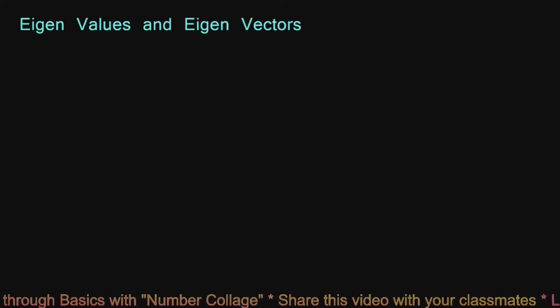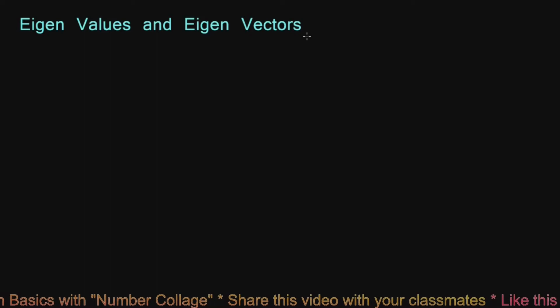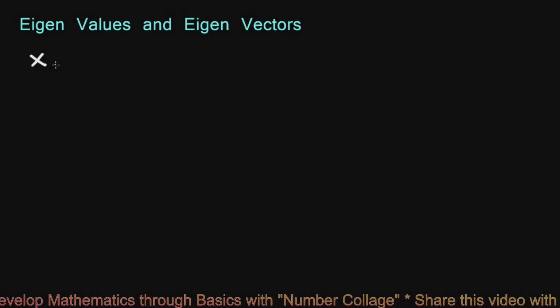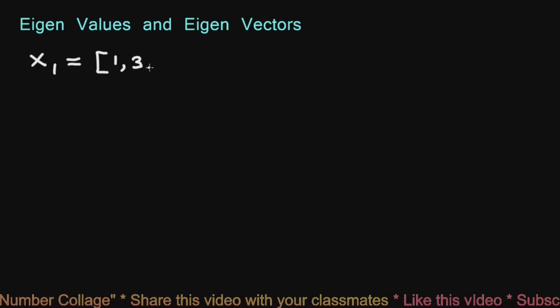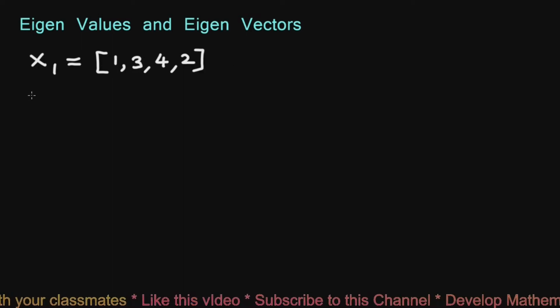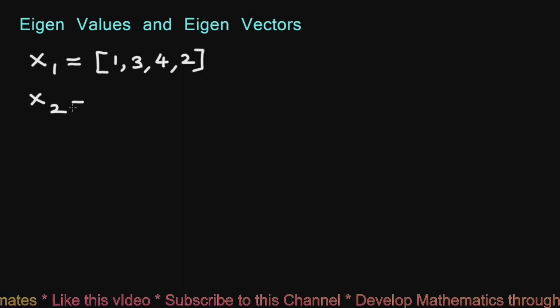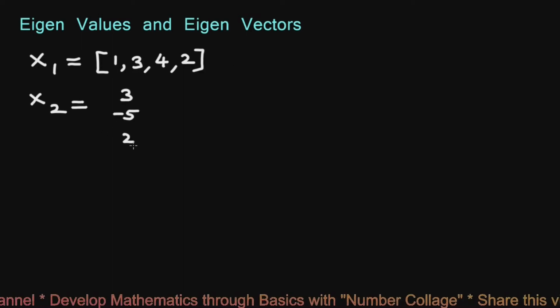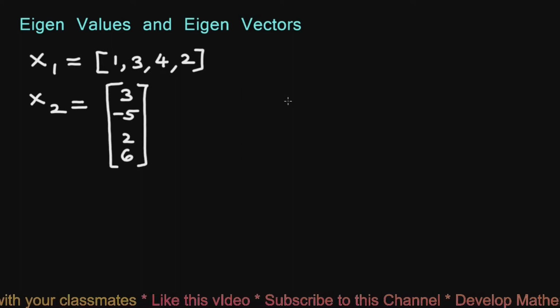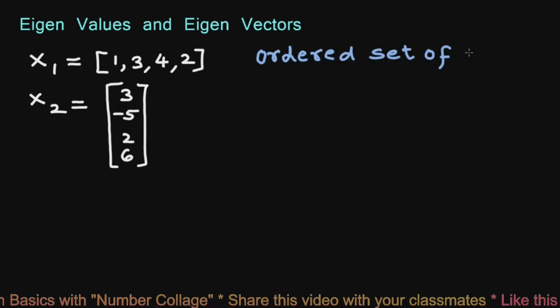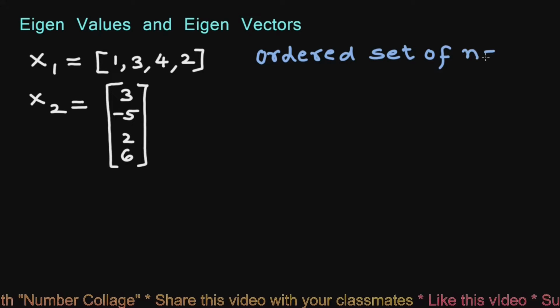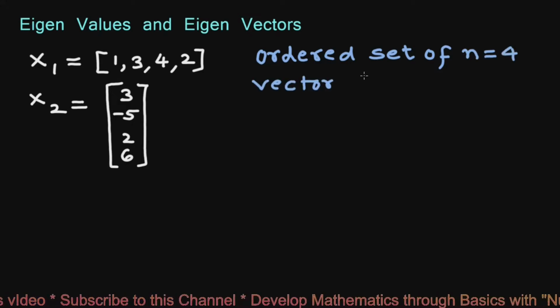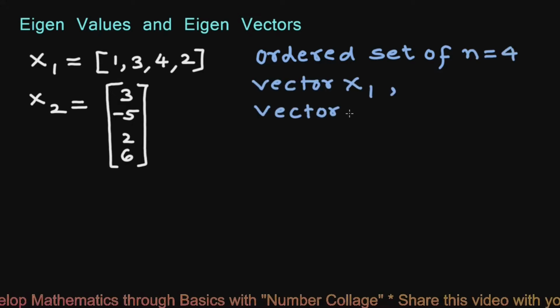In this video, we are going to discuss eigenvalues and eigenvectors. A row matrix x1 equals 1, 3, 4, 2, or a column matrix x2 equals 3, minus 5, 2, 6, which contain an ordered set of n numbers, in this case n equals 4, is called vector x1 or vector x2.